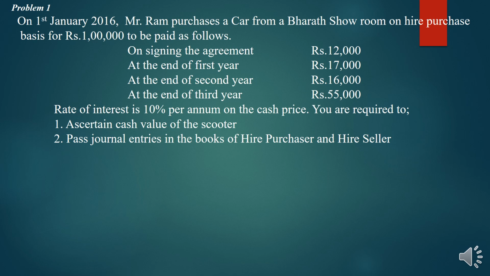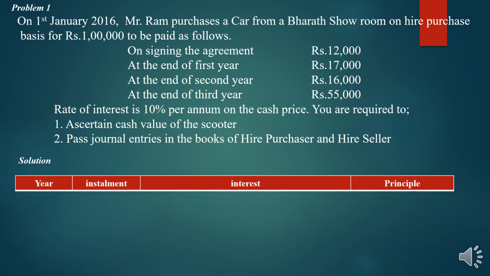So this is a problem where the cash price of the asset is not given. The installment amounts are given. When you add them up, you get the hire purchase price, and the interest rate is also given, but the cash price is not given. So the first step is to calculate the cash price. For that we use a table consisting of 4 columns: year, installment, interest and principal.